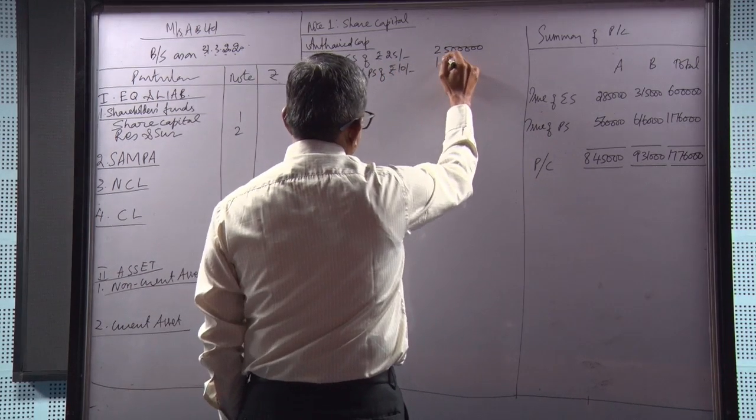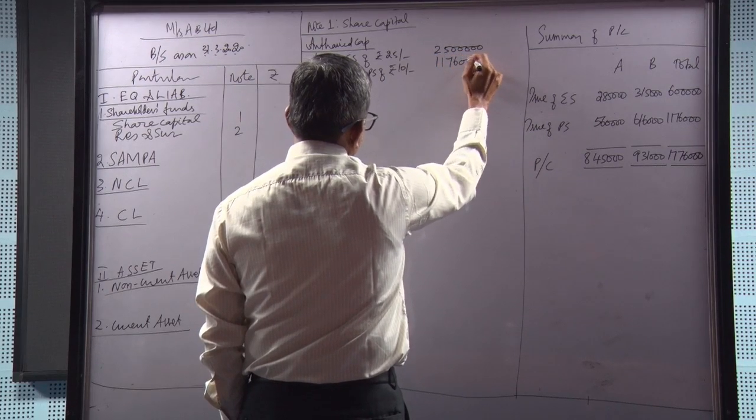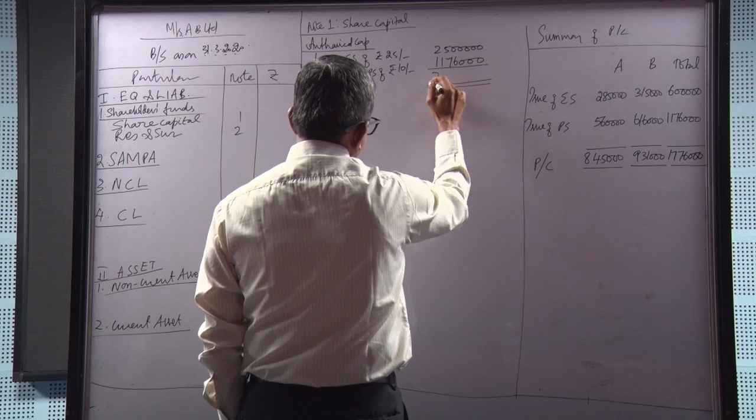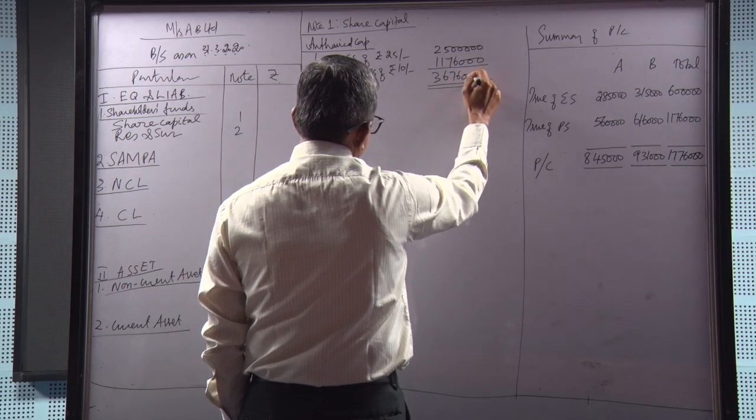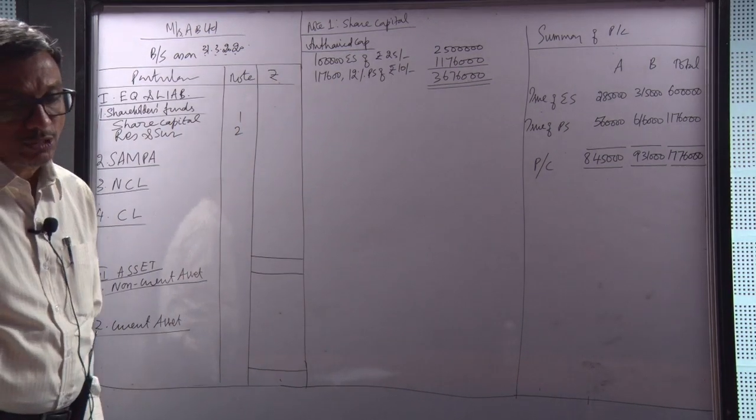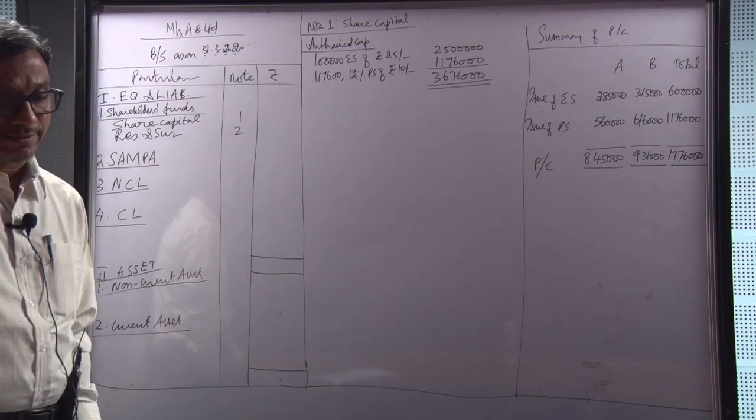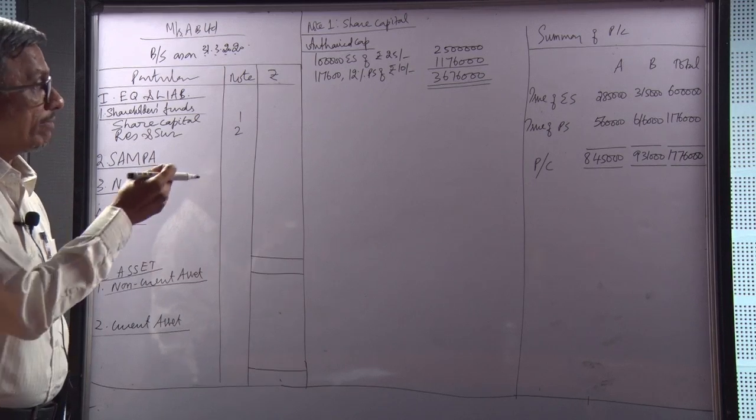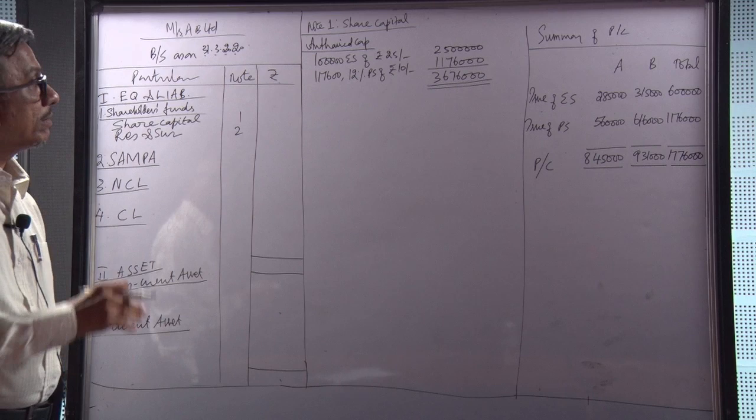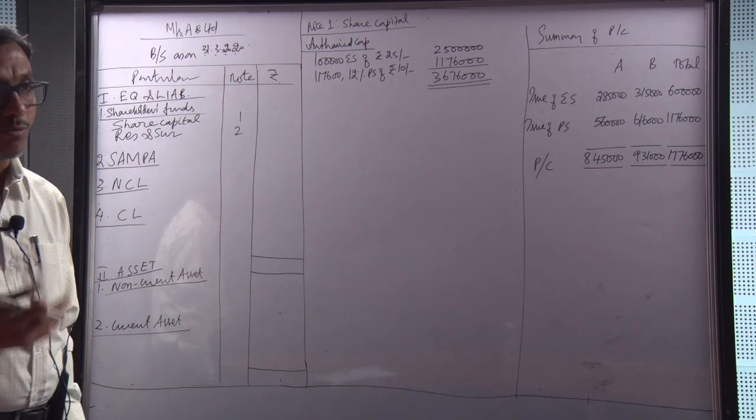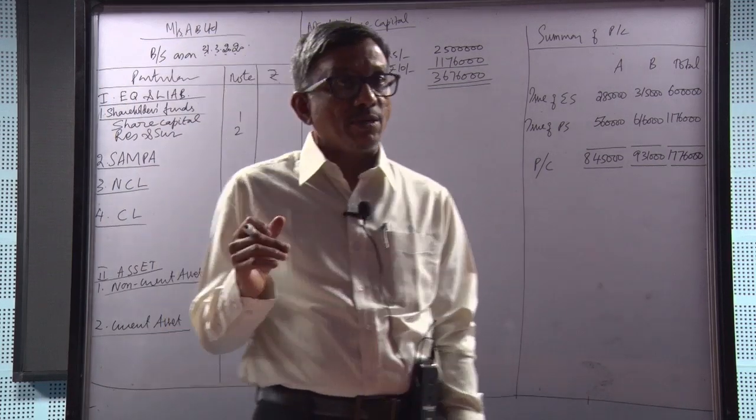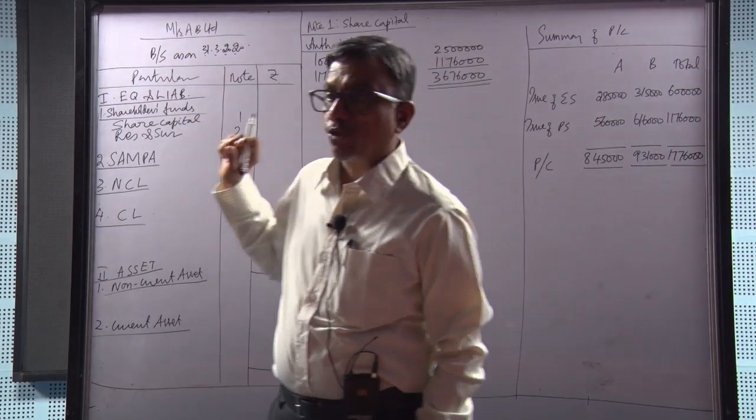So 11,76,000. Total authorized capital will be 36,76,000. Or you can even put 1,20,000 preference shares of 10 each, 12 lakh, because I have issued 1,17,600 preference shares. I am assuming that is the authorized capital. It can be more than that, but not less than that. So remember that when you put authorized capital, even preference shares should come under that.